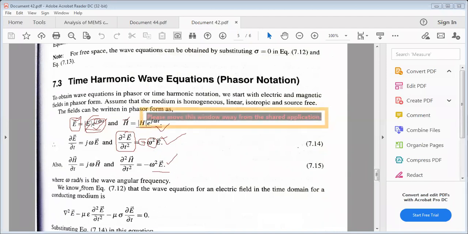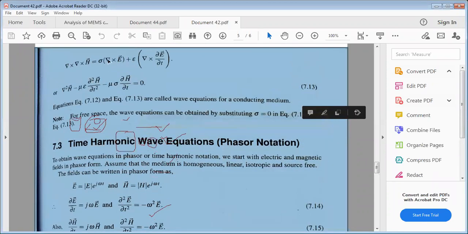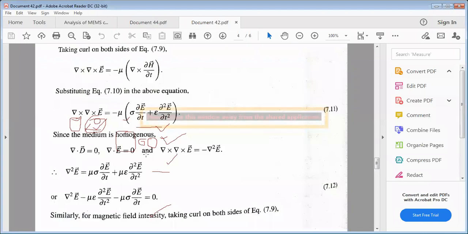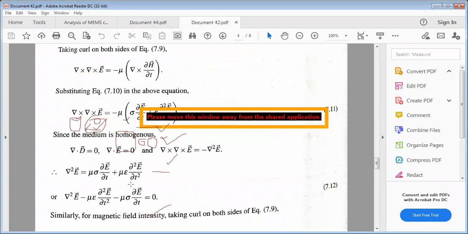See here, we know from equation 7.12, the above equation, the wave equation for the electric field in the time domain for a conductive medium is del square E minus mu epsilon into dou square E by dou t square minus mu sigma into dou E by dou t equal to 0. This is the expression for a conducting medium. That is, del square E equals mu sigma into dou E by dou t plus mu epsilon into dou square E by dou t square.